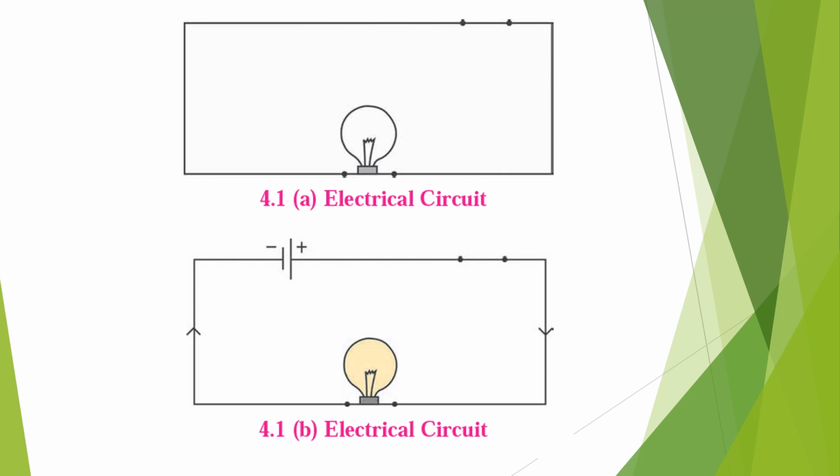Now why is there a difference even though the bulb and the wire are the same? As I already told you, for electricity to be generated, there needs to be charge or electrons moving from one end to the other, and it also needs to have potential difference. In the first picture, that is 4.1a, there are electrons but there is no potential difference, and therefore there is no movement taking place. In the second picture, we connected a cell.